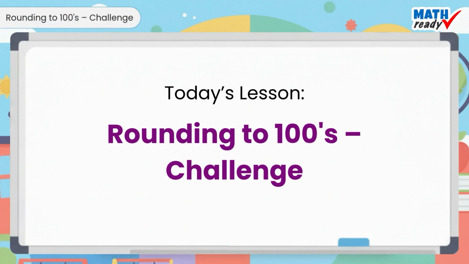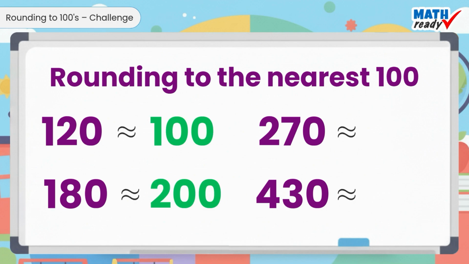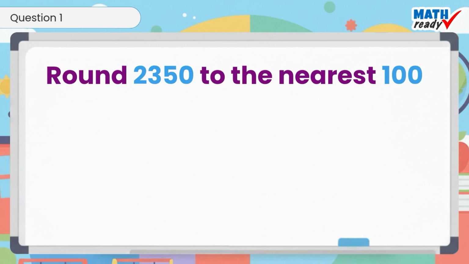Today we are going to look at rounding more difficult numbers to the nearest hundred. As we recall, rounding to the nearest hundred means changing a number to numbers like 100, 200, 300, and so on. Let's work through the first example together.